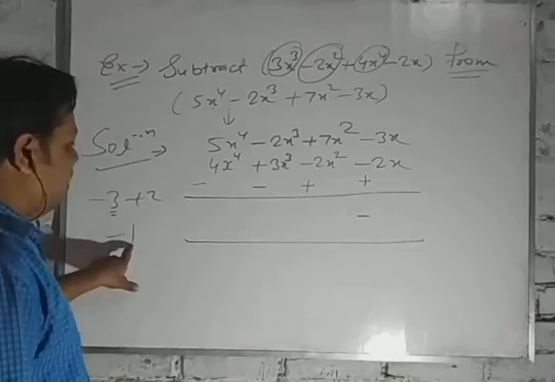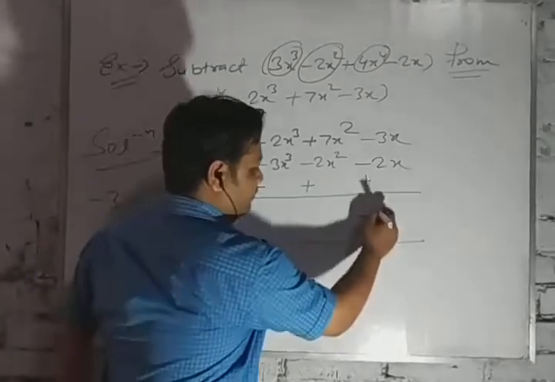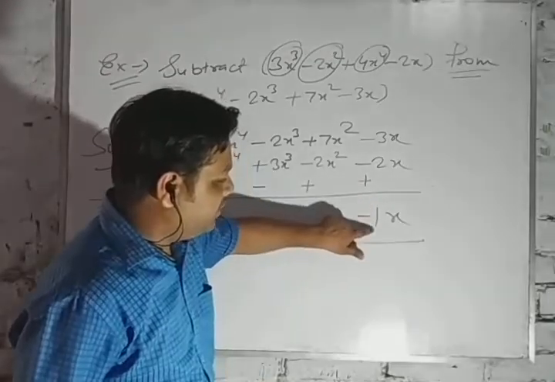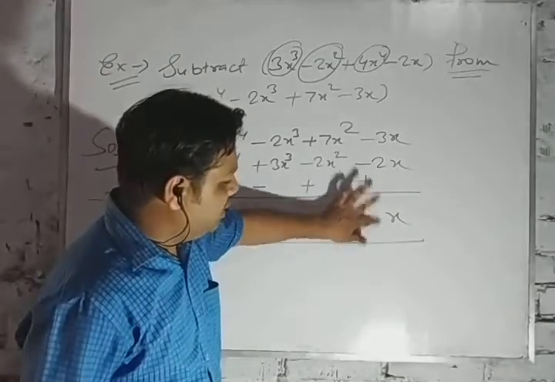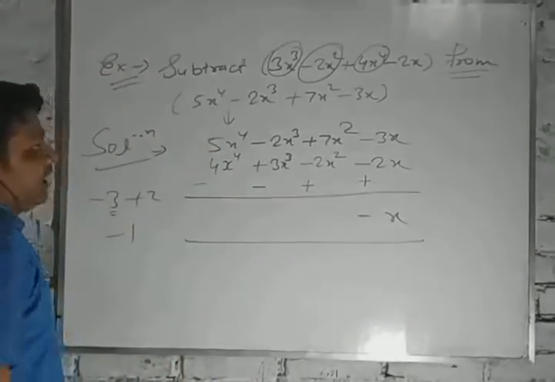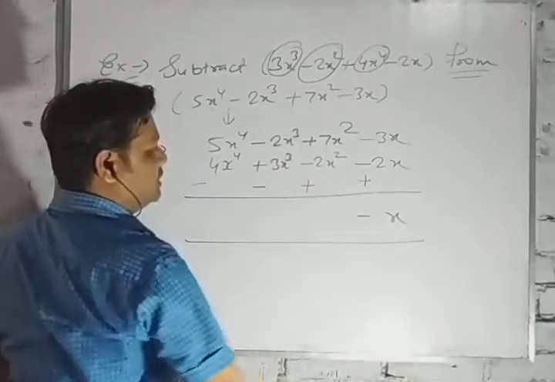Now 1x, that is 1x we will write. But we will not write 1 here. If there is one constant term, then we will not write 1, because it is already 1x. Okay. Now, after that here, plus plus plus.